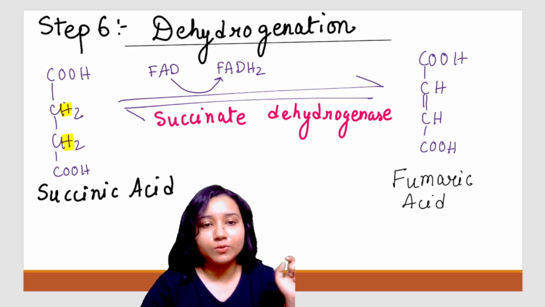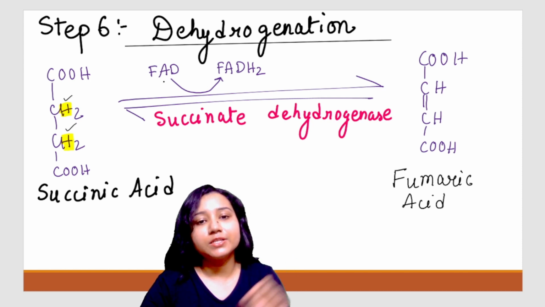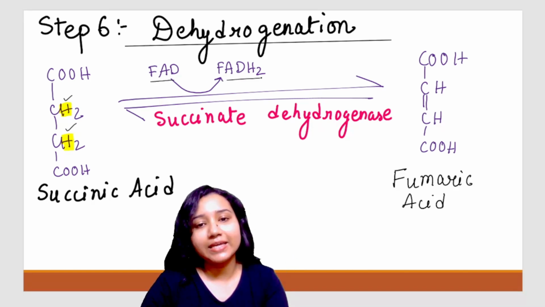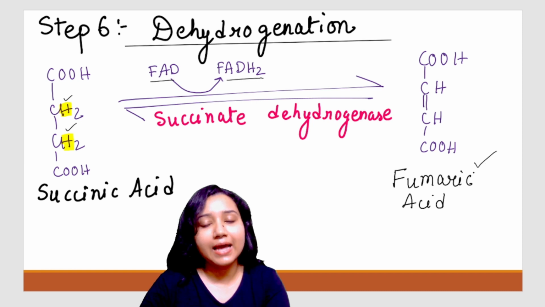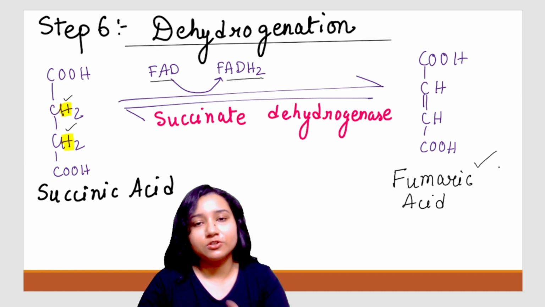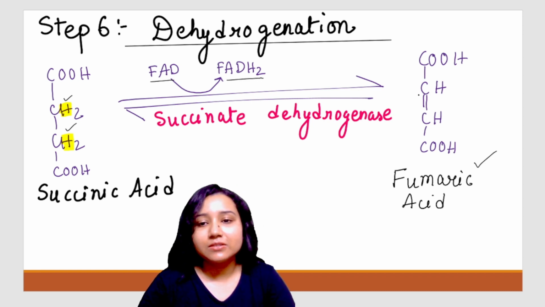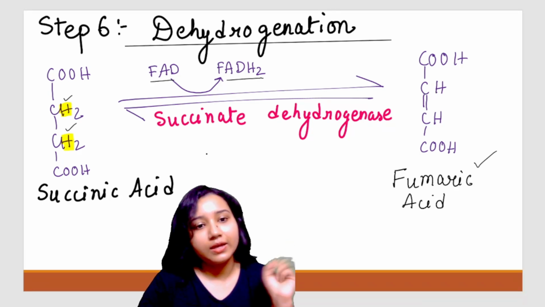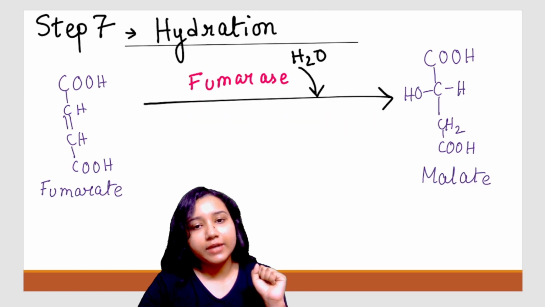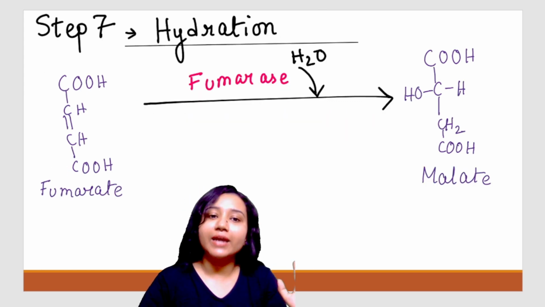As you can see here, 2H are removed, and it is going to form FAD into FADH2. And we can see fumaric acid forming, or we also call it fumarate. That's why you can see here is a double bond, as 2H has been removed, right? Now that we are clear about dehydrogenation, hydration, we need to hydrate ourselves.